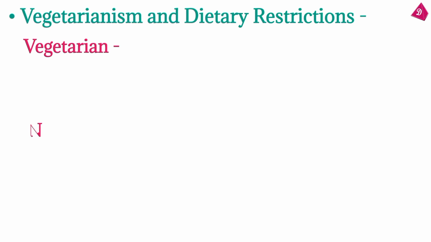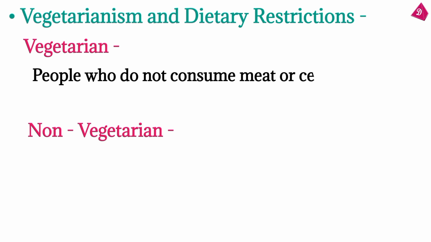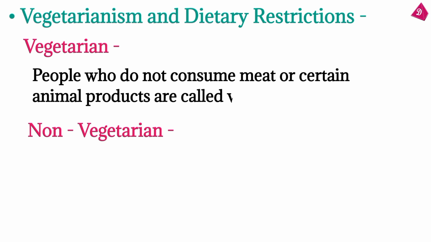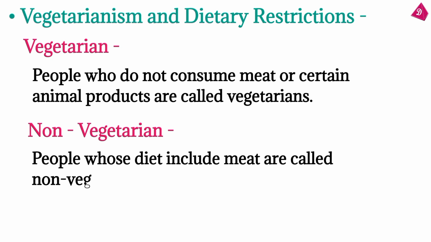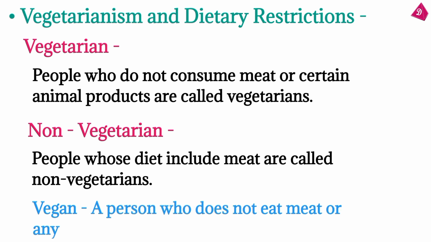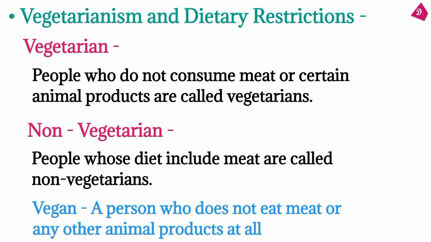Vegetarianism and dietary restrictions. There are two types of person: vegetarian and non-vegetarian. People who do not consume meat or certain animal products are called vegetarians. People whose diet includes meat are called non-vegetarians. Children, have you ever heard about the word vegan? A person who does not eat meat or any other animal products at all.